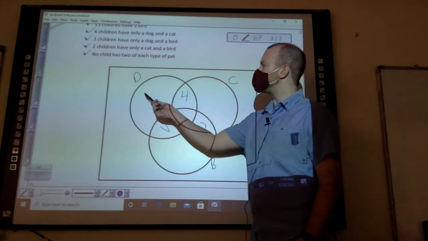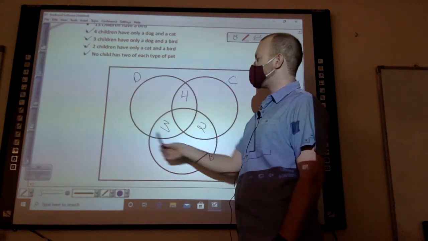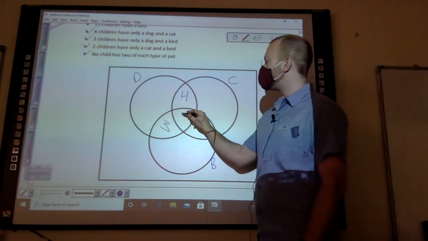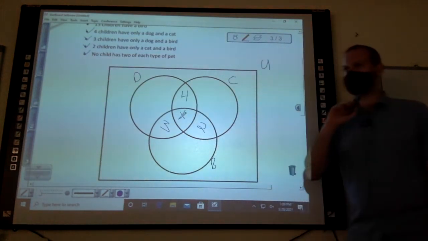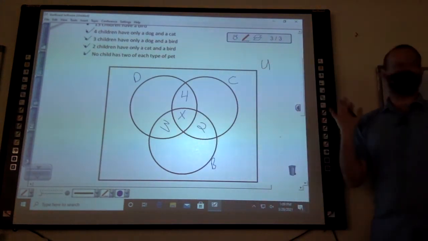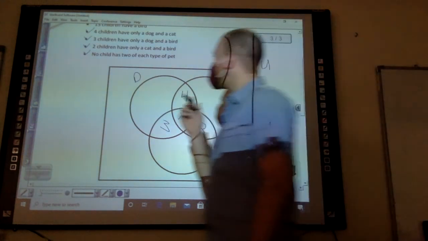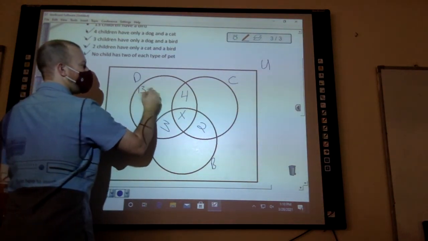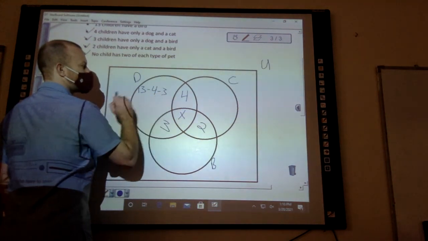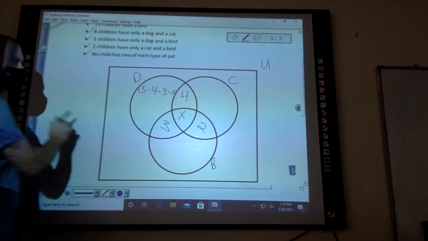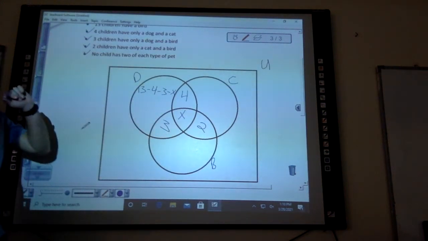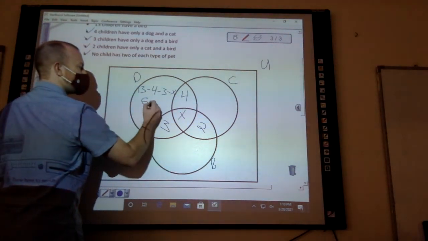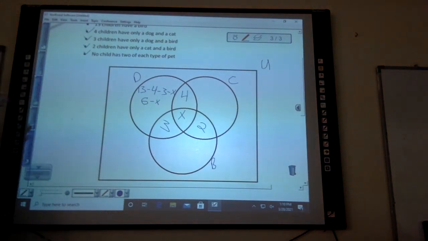So the problem is we don't know this part. Because I know this is 13, the total of this, but I don't have anything to subtract from the middle. So what I'm going to do is I'm going to label the middle as X. And that's what we're solving for is X. So if I wanted to put it as X, dogs in total is 13. So this section here is 13 minus 4 minus 3 minus X. Because I don't know what the X is yet. So 13 minus 4 is 9, minus 3 is 6. So this whole section is 6 minus X. So once I figure out X, I can figure that out.